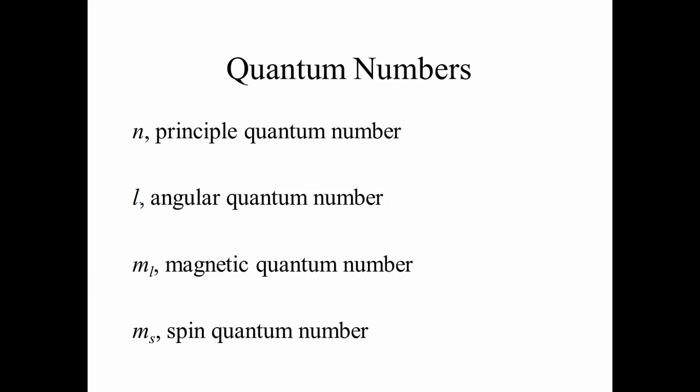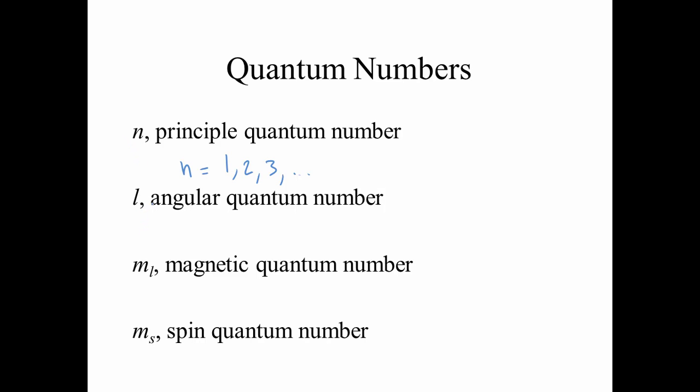The 4 quantum numbers are, again, n, the principal quantum number that we saw from the Bohr model. This determines the energy that the electron will have, or the energy shell or energy level that we talk about. And n can have values that are whole, positive counting numbers.